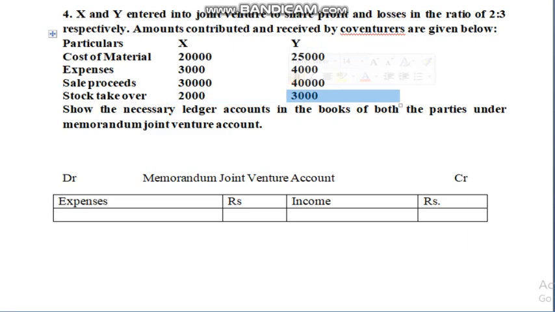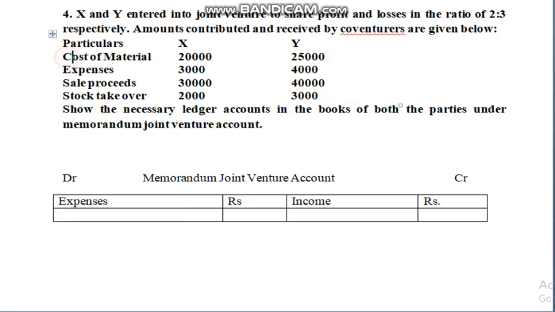Now we have to prepare the personal accounts of both X and Y under the Memorandum Joint Venture account. So first prepare the Memorandum Joint Venture account. It is just like a joint venture account. On the debit side record all the expenses, on the credit side record all the income.